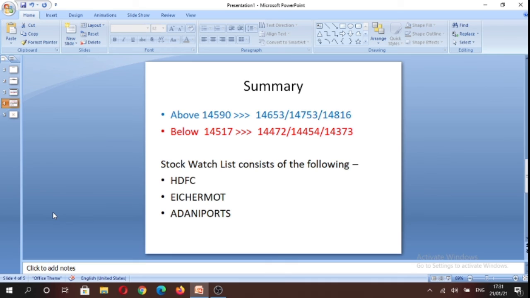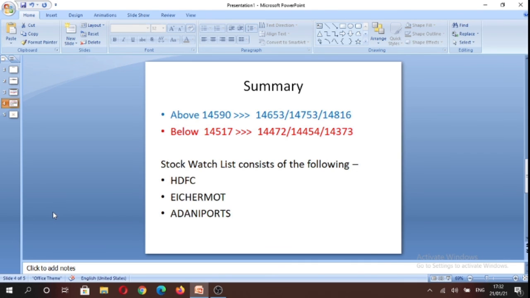Finally, before ending this video, I'd like to summarize that tomorrow above 14,590 we can potentially trade towards 14,653 levels, 14,753 levels, and potentially 14,816 levels. And on the downside, below 14,517 we can potentially trade towards 14,472, 14,454, and potentially 14,373. And we are anticipating that tomorrow it could be an inside day, so we may not see some huge moves in the index, but you never know.